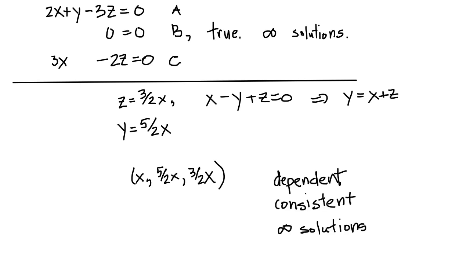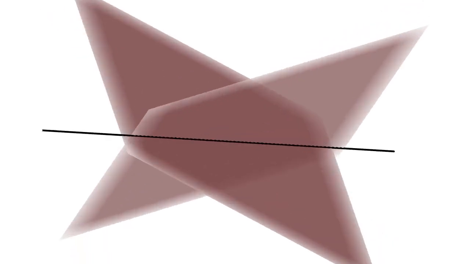This system is dependent, consistent, because it has solutions. In fact, it has infinitely many solutions. So here's the graph of equation A. When we add equation B, you can see they're the same plane. Here's equation C. And you can see the intersecting is a line, infinitely many solutions.